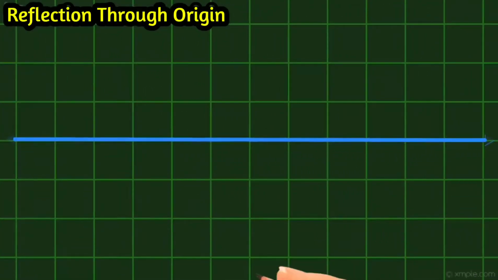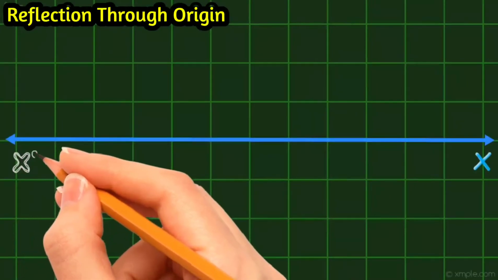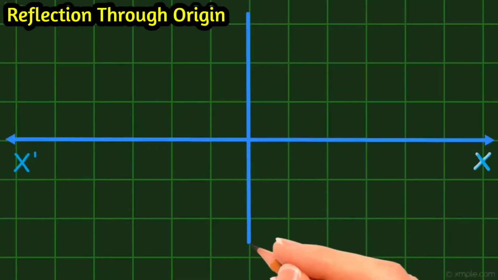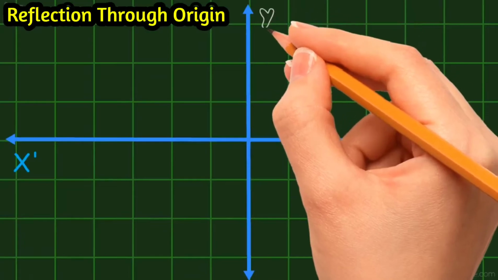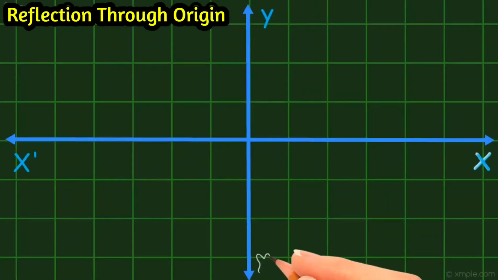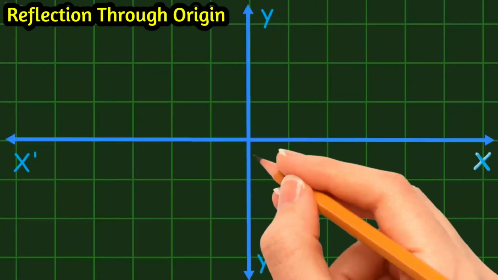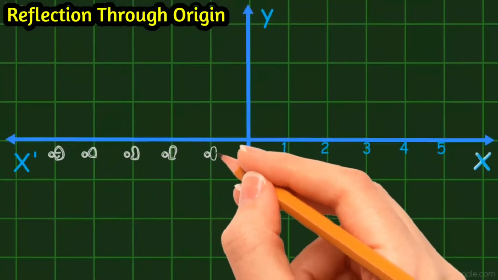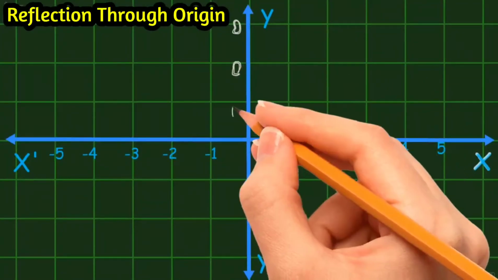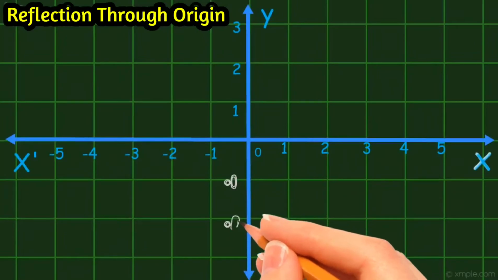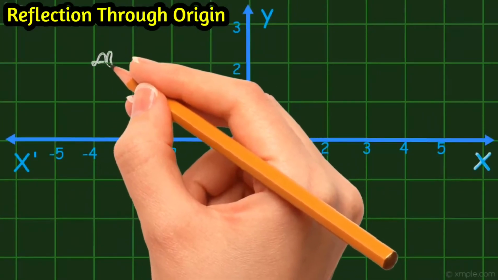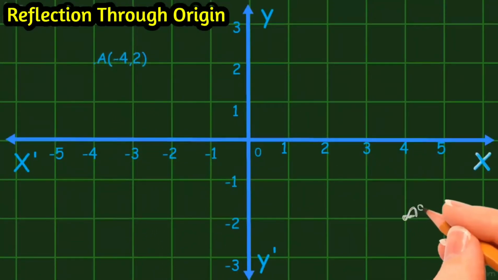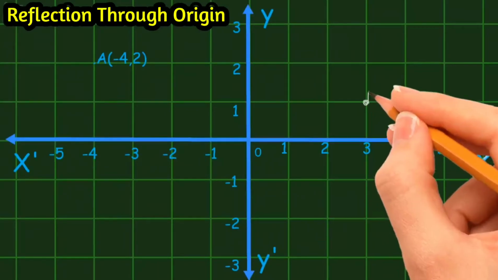Now reflection through origin. Same way, first draw the coordinate axis, x axis, y axis. Now through reflection through origin, from the first quadrant, point gets reflected to third quadrant, and from second quadrant it gets reflected to the fourth quadrant. So just see the A point. On reflection it gives 4, -2.